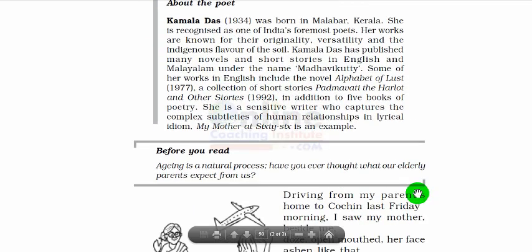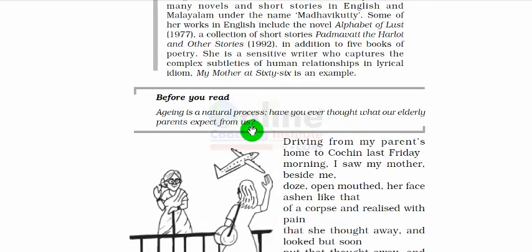Now we proceed. Before you read, there is one question, and I hope you will first answer it yourself. Aging is a natural process. Obviously, we don't have any doubt. If we are born, we have to die. We are mortal beings. Yes, man is mortal. Have you ever thought what our elderly parents expect from us? Yes, they have plenty of expectations from us. In different situations they expect different things.